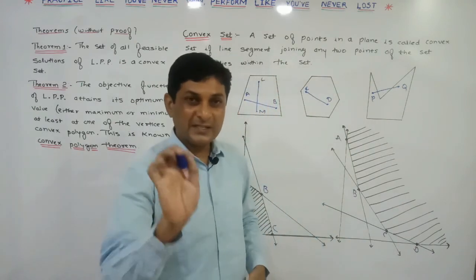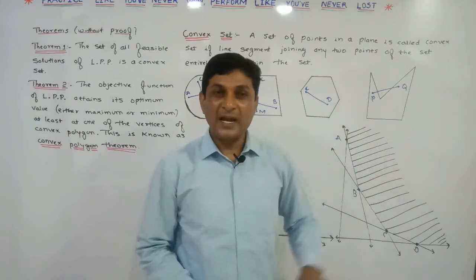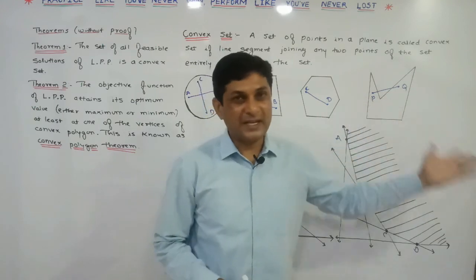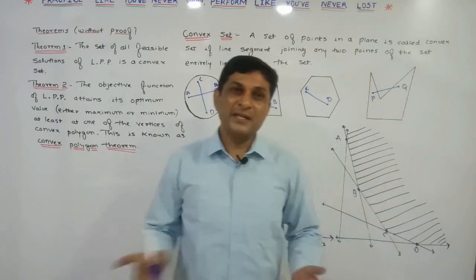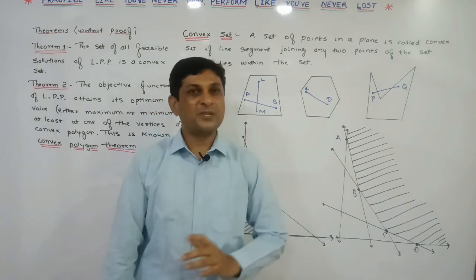What is the condition? The segment joining any 2 points in the set lies wholly in the same set. At that time it is called what? Convex set. So we can say that this is not an example of what? Convex set. In the last lecture, we have seen how to find the feasible solution of a given constraint.